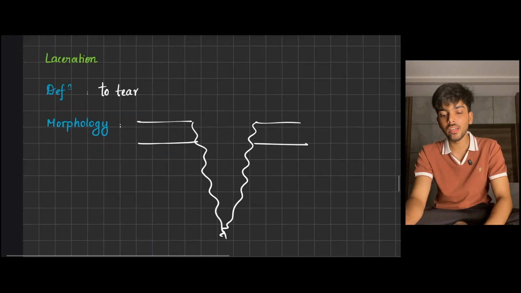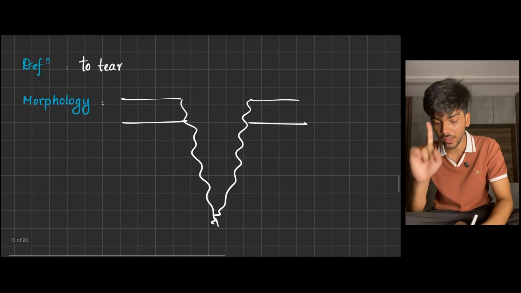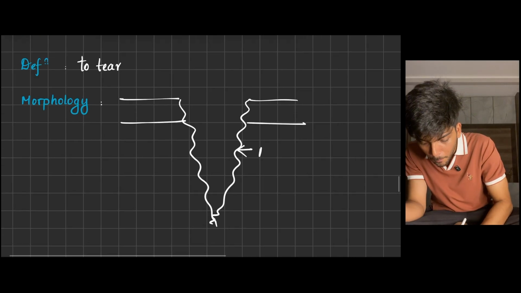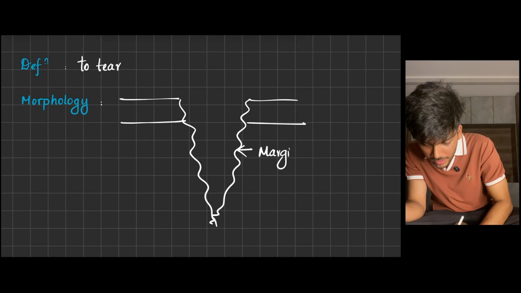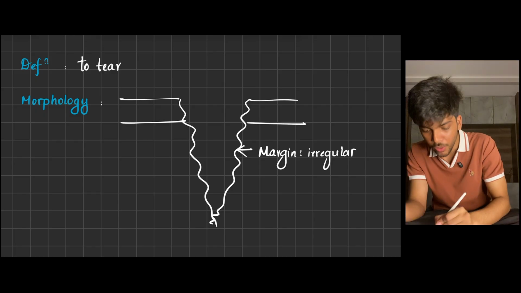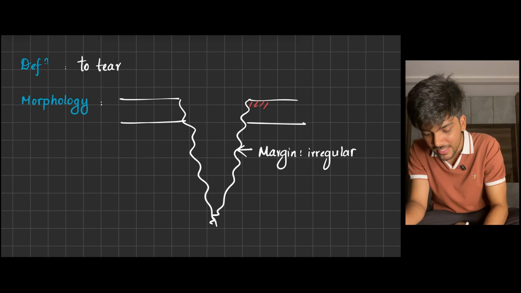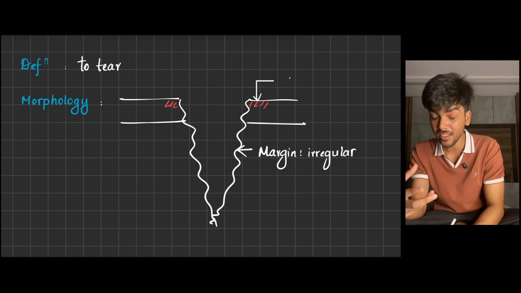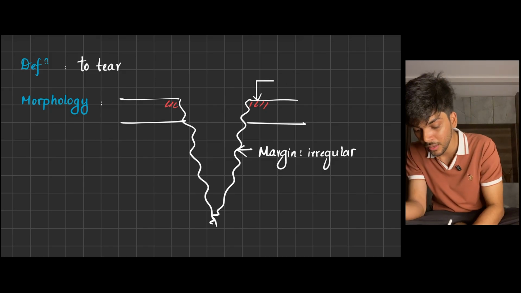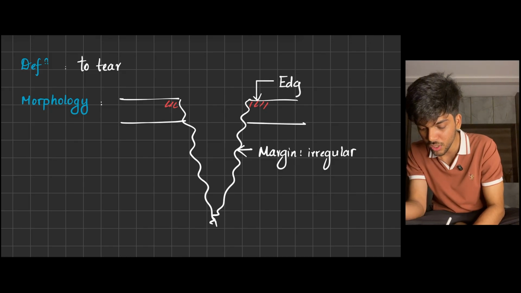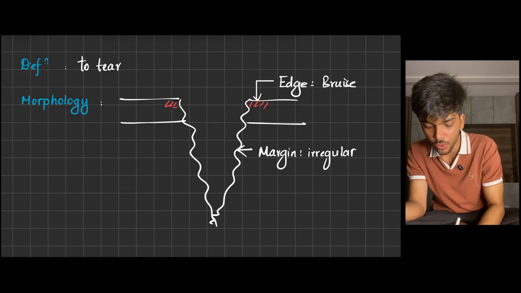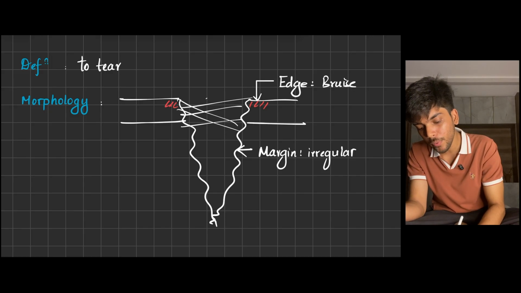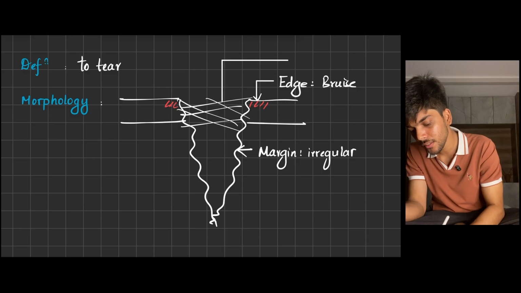Now the morphology of the laceration is characterized by 4 things. Number 1, the margin is irregular. Number 2, the edges show bruise, because it is as a result of blunt force injury after all. The edge shows bruise. Then there are also tissue breaches on top.